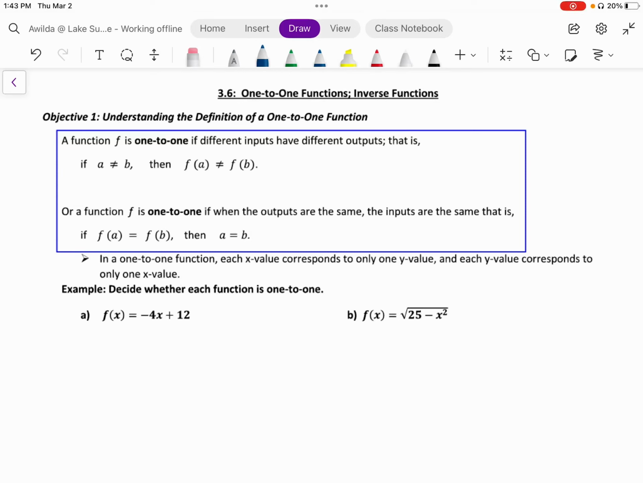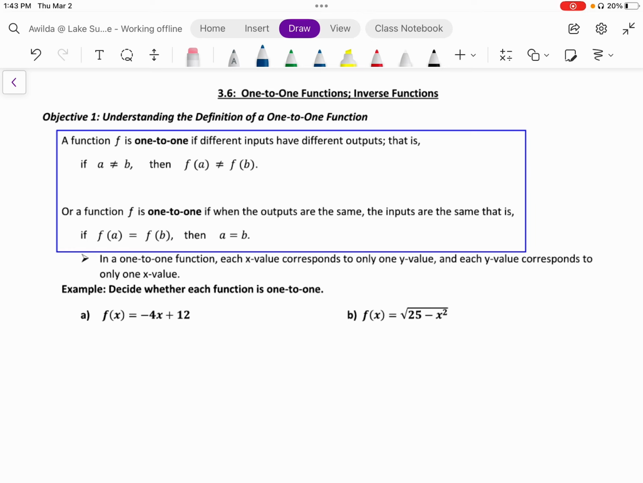In section 3.6, we will explore one-to-one functions and also talk about what inverse functions are and how to compute them. First, let's look at what it means to be a one-to-one function. A function f is said to be one-to-one if different inputs have different outputs.